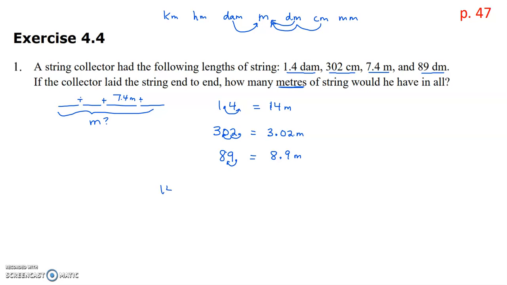So now we can add these lengths of string up because they're all the same units. So we're going to add the 14 plus the 3.02 plus the 7.4 plus the 8.9. And our answer will be in meters. When we add those 4 numbers up, the answer is 33.32 meters. So he would have 33.32 meters in all.